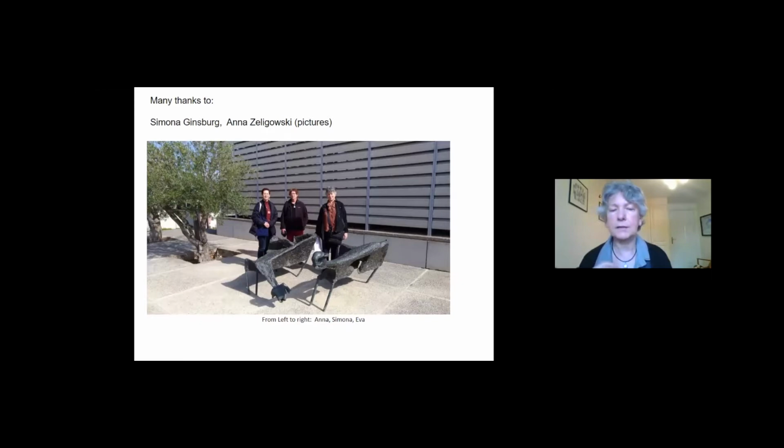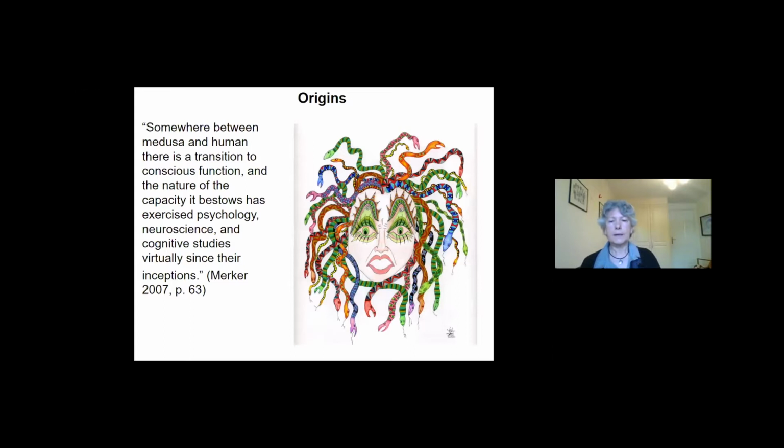Right. I start with a quotation by Merker. He wrote about the origins of consciousness. He said, "Somewhere between Medusa and human, there is a transition to conscious function, and the nature of the capacity it bestows has exercised psychology, neuroscience, and cognitive studies virtually since their inception." I'm starting with this quotation because the basic approach that we're presenting is an evolutionary approach.